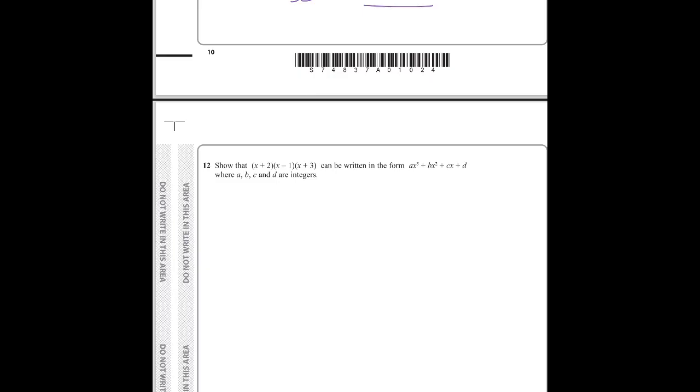Number 12. Oh, okay, multiplying triple brackets here. So this one, if I times this double bracket out, I'm going to get x squared plus x minus 2. All right, I've simplified in my head here. In the real exam, please do that. And then I've got x plus 3 at the end. Okay, so I'm going to times the first 3 terms by x first.